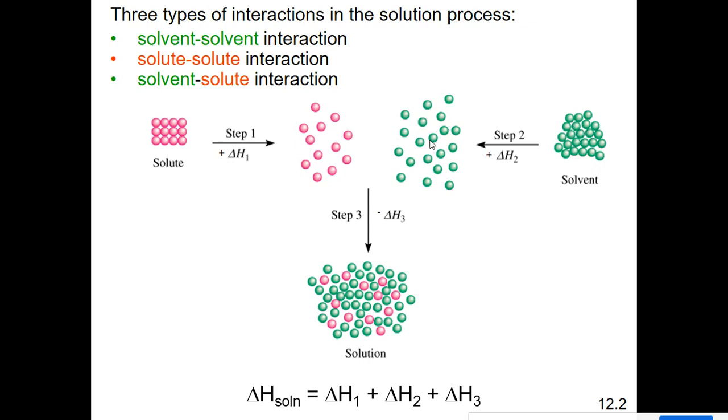So you have to break apart those interactions, those solvent-solvent interactions. For both of these, you have to add energy for those to occur. So we represent that by a positive delta H. You're adding heat, and that's how that's represented in chemistry.